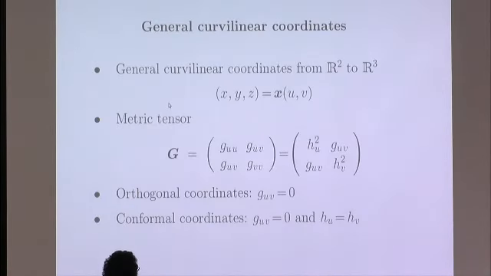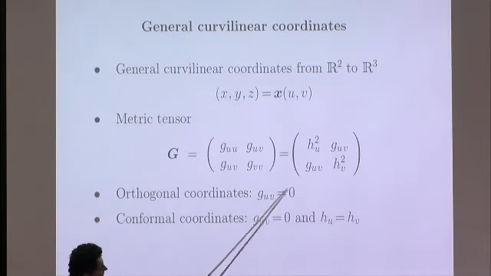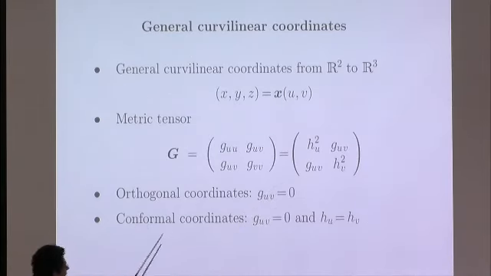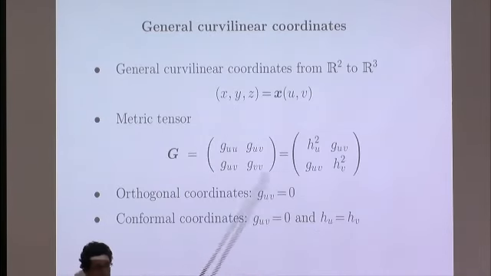Okay, so just to remind you on general curvilinear coordinate notations. What we consider is a mapping from R2 to R3, where x, y, z is a function of u, v, the two coordinates in computational space. You have a metric tensor, which you can express like this. Here I introduced the scale factors, hu and hv. For orthogonal coordinates, you have the cross term, the transverse term, as 0, so you have a diagonal matrix. And for conformal coordinates, in addition, the scale factors are identical.